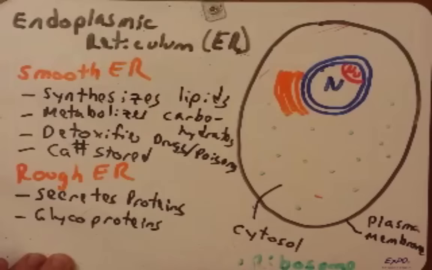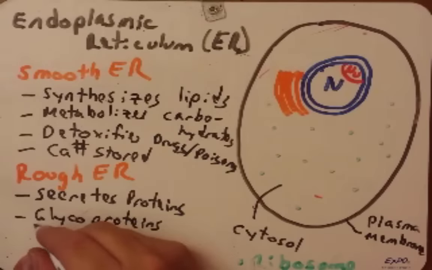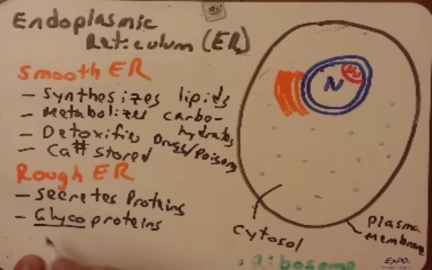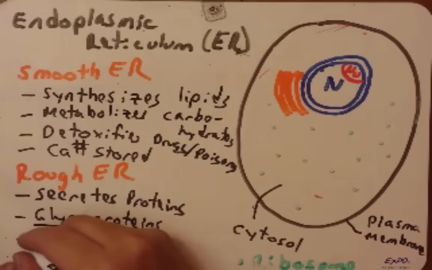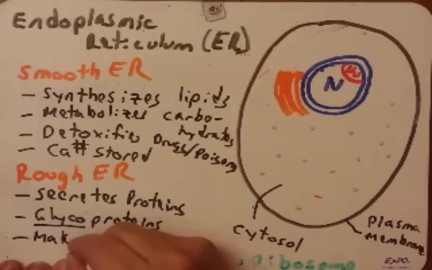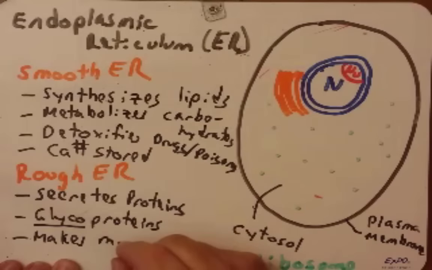A glycoprotein is like any other protein that we talked about when we talk about proteins as a macromolecule, except it has a sugar attached to it. And that's symbolized by saying glyco in front of it. The rough ER finally makes membranes.